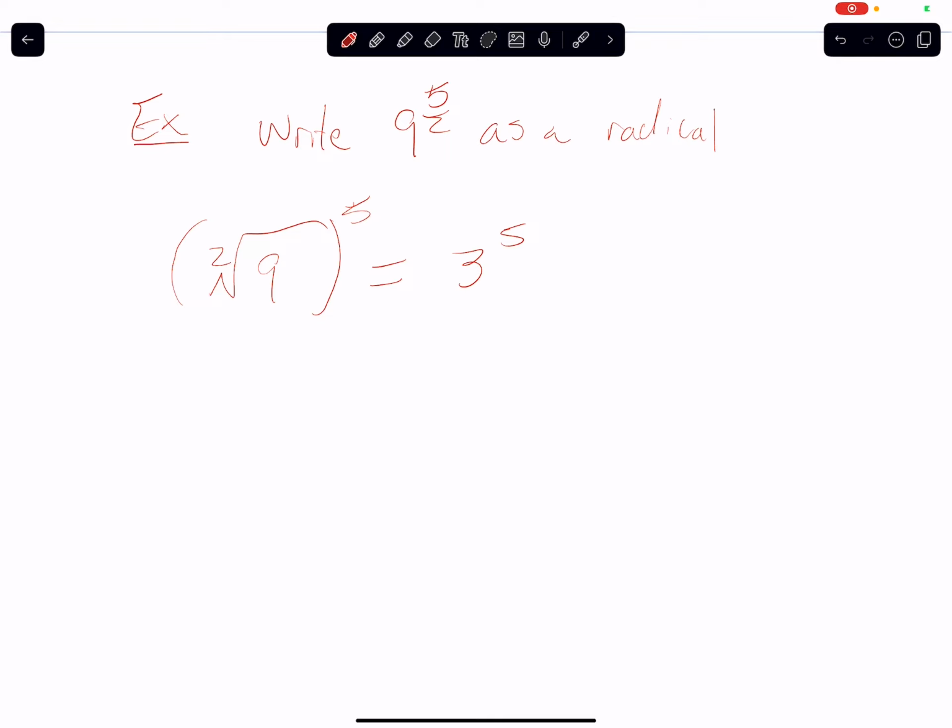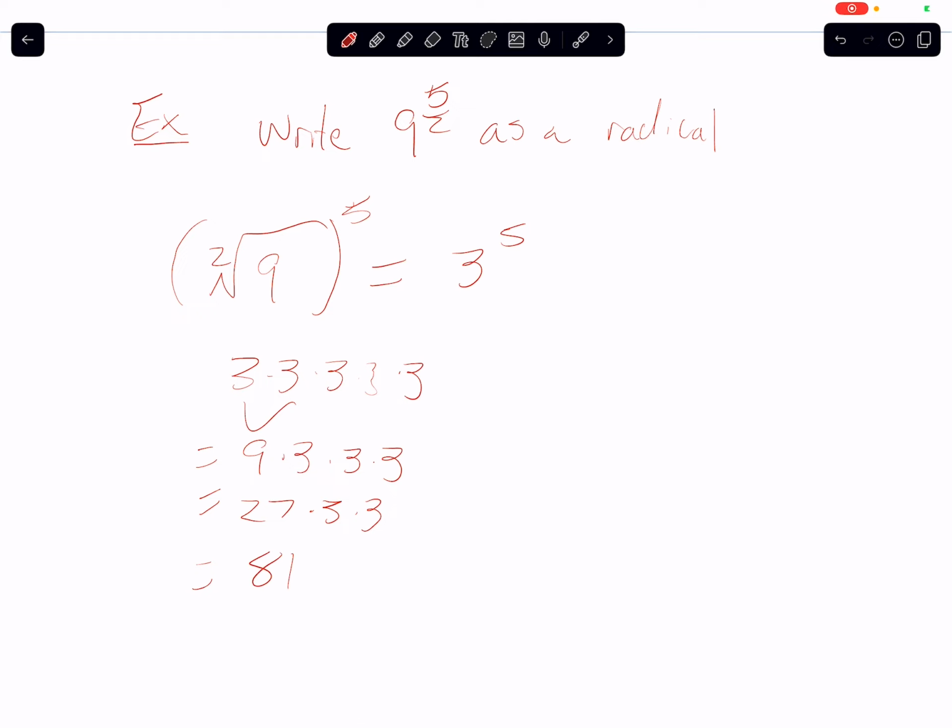What is 3 raised to the 5th power? Well, that's 3 times 3 times 3 times 3 times 3. Well, that's 9 times 3 times 3, which is 27 times 3, which is 81 times 3. And what does that give us? What is 81 times 3? 243.